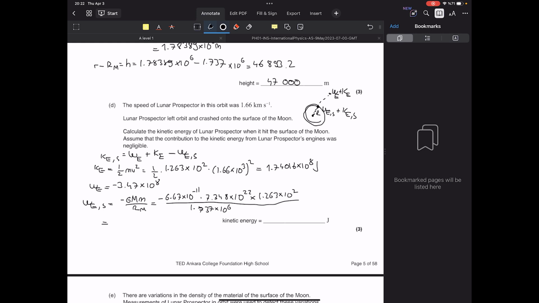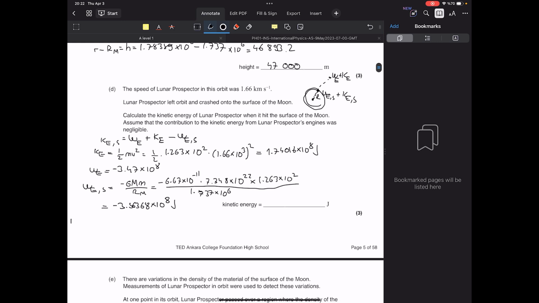Negative 6.67 times 10 to the negative 11 times 7.348 times 10 to the 22 times 1.263 times 10 squared divided by 1.737 times 10 to the 6, which is negative 3.56368 times 10 to the 8 joules.